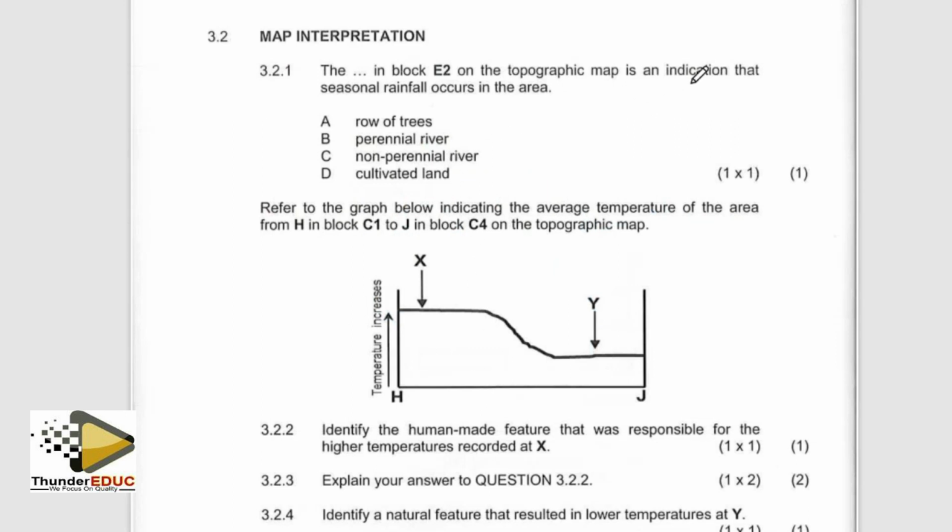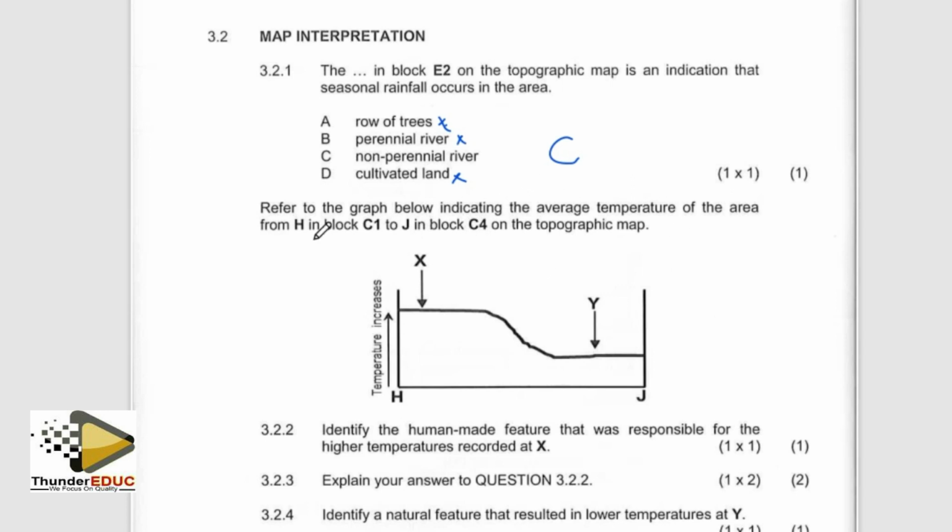And when you check it here, what is the question? Which rivers do you see? You can see that these rivers are broken. And they gave us a guide to say it indicates seasonal rainfall. So which rivers indicate seasonal rainfall? Of course, it can't be rows of trees. Which indicator here is for seasonal rainfall? Row of trees is not it. A perennial river is not seasonal, it is rainfall throughout the year. Cultivated land is not answering that. The answer becomes C.